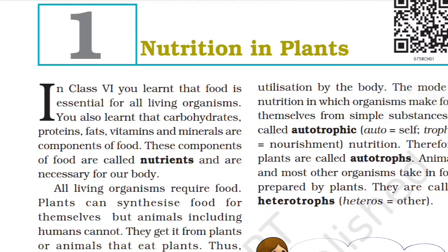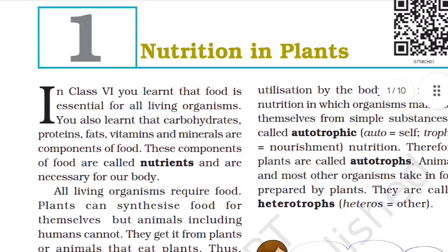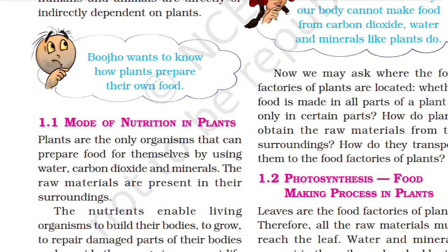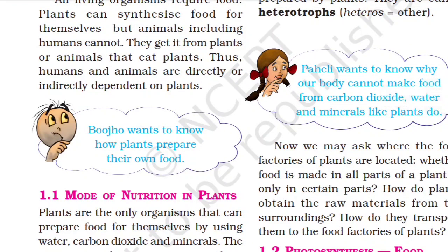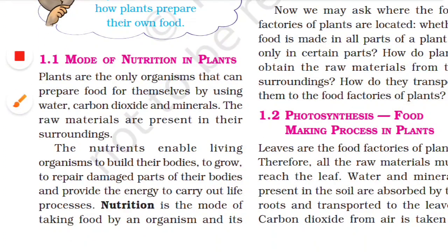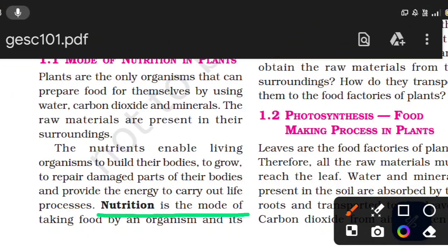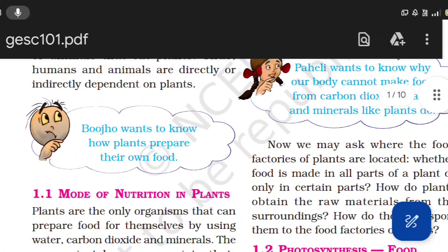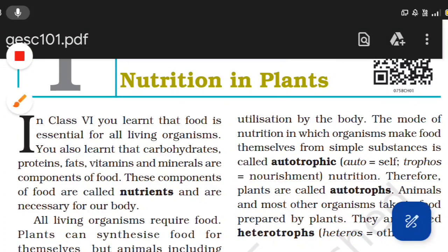Different types of organisms like animals and plants have different modes of nutrition. Here, see the mode of nutrition in plants. First, we know that plants are autotrophs. Autotrophs means they can prepare their own food, but animals depend for food upon plants, so they are heterotrophs. Nutrition is the mode of taking food by an organism and its utilization by the body.